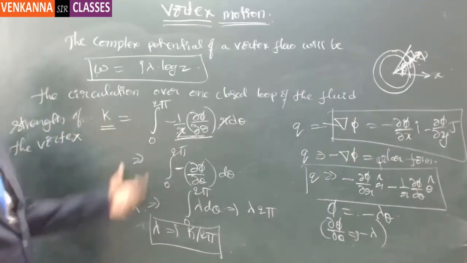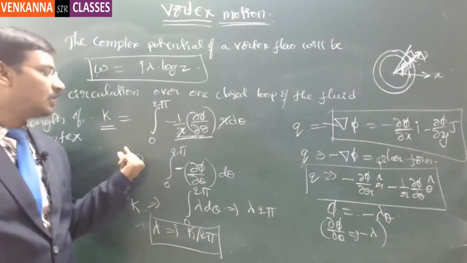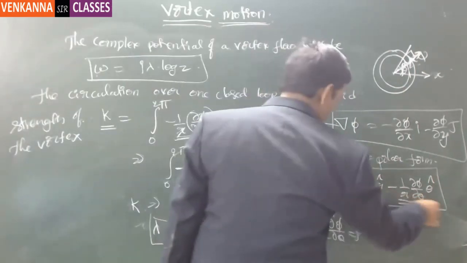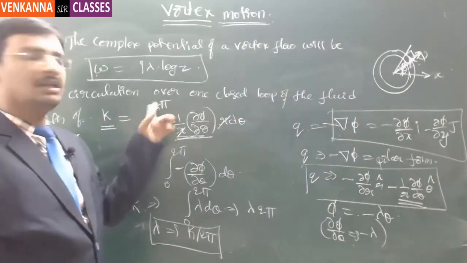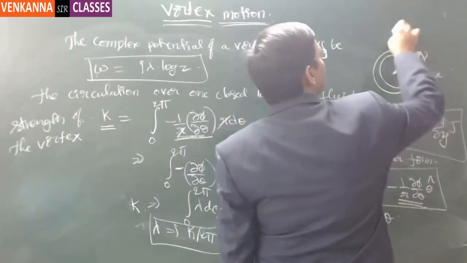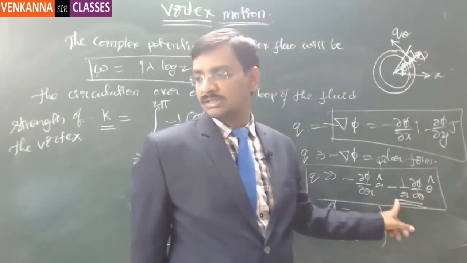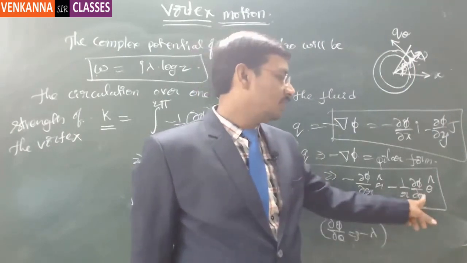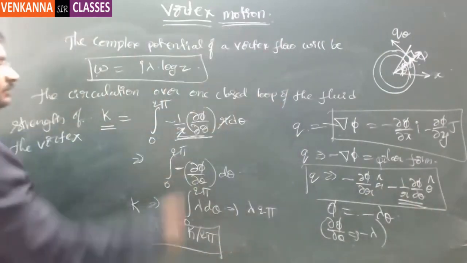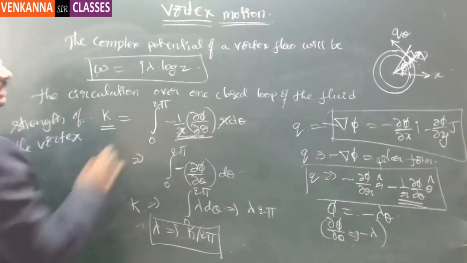So K is nothing but the circulation. That circulation we also call the strength of the vortex. The circulation value we can find out by taking the component of the velocity, q theta, over the circle from 0 to 2 pi. Along this direction, the tangential component of the velocity will be q theta. That q theta you can express in polar coordinates as minus 1 by r times dou phi by dou theta, where phi is the potential. Then minus 1 by r times dou phi by dou theta into r d theta, integral 0 to 2 pi.